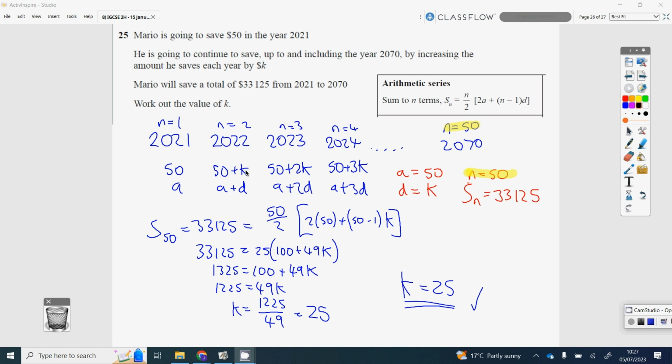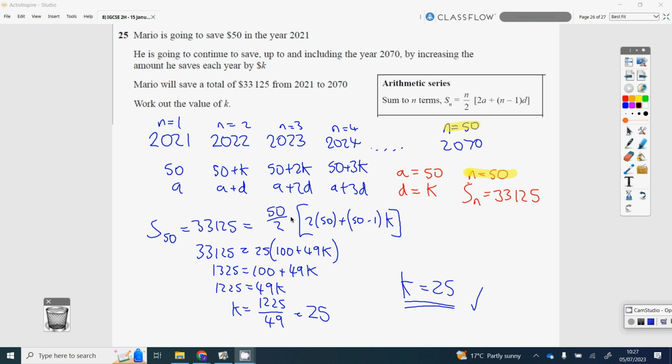And D is the common difference. This is the amount it's going up by each year. So in this case, this is going to be called K. So D is K. And we know over these 50 years in total, Mario is going to save 33,125. So the sum to 50, the sum to N is 33,125.